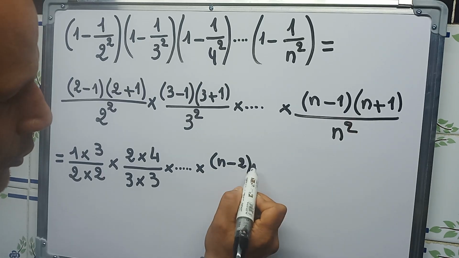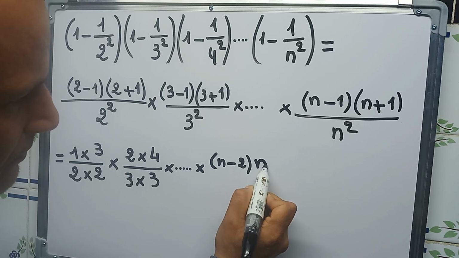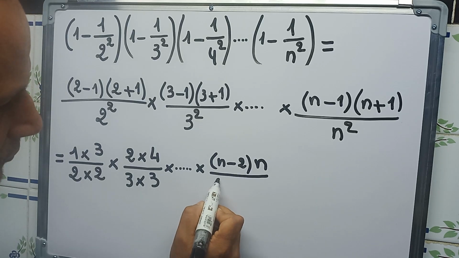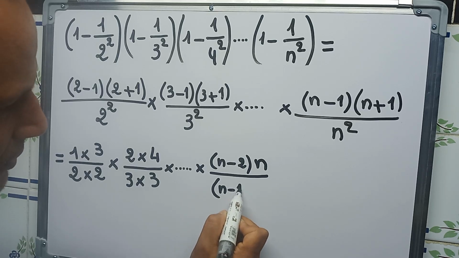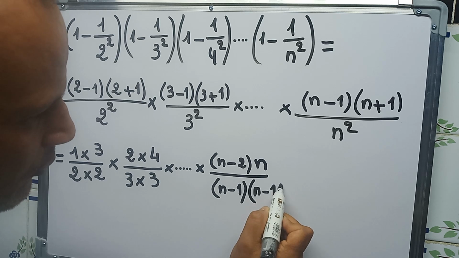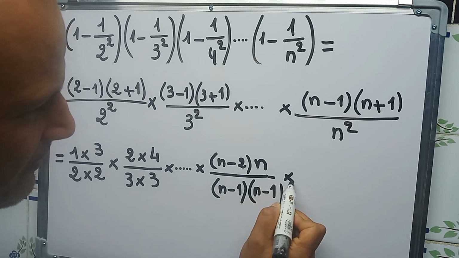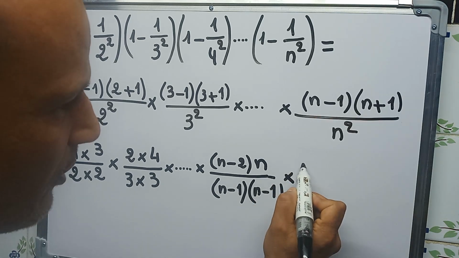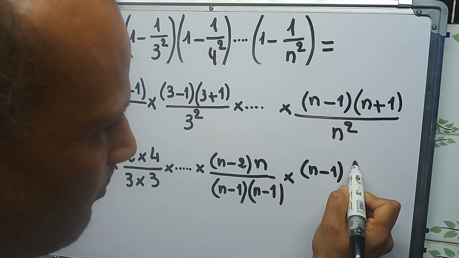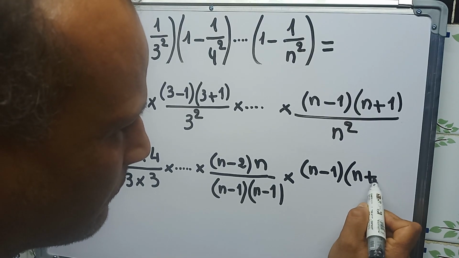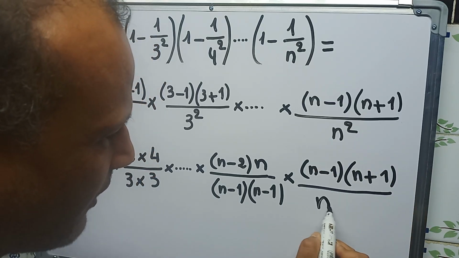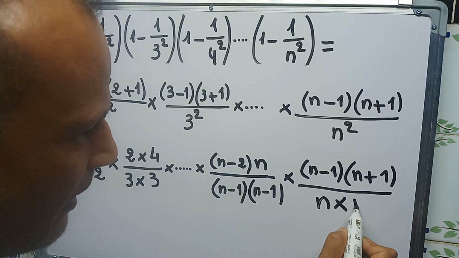And this term will be equal to n times n over, and here we will have n minus 1 squared, n minus 1 times n minus 1. And of course, the last term will be n minus 1 times n plus 1 over n squared, which is n times n.